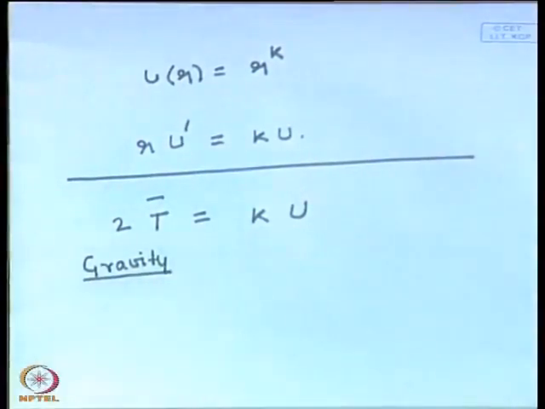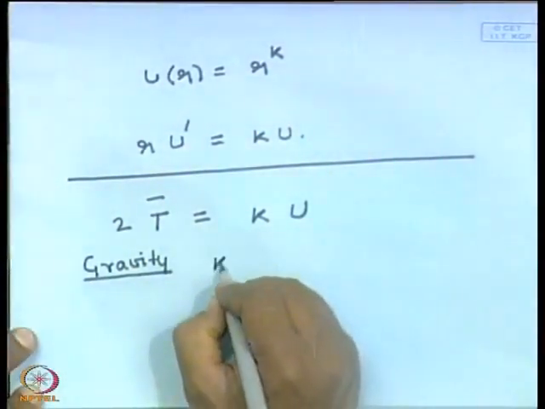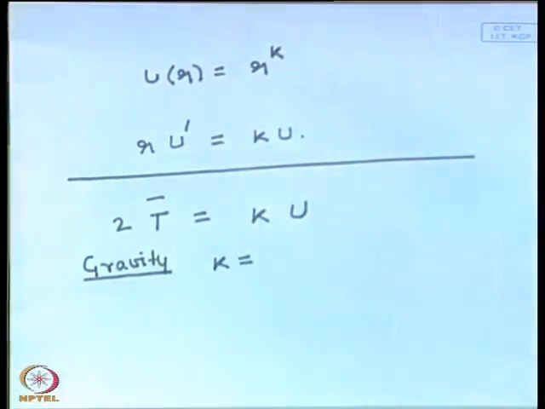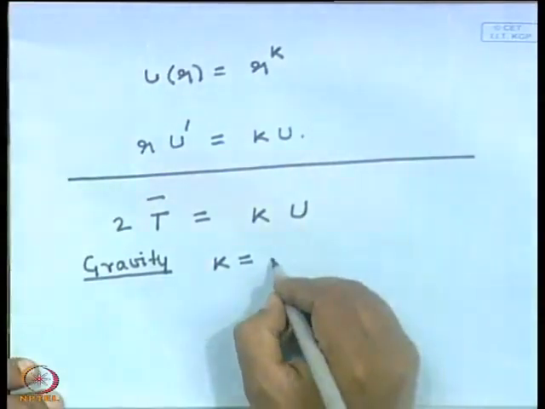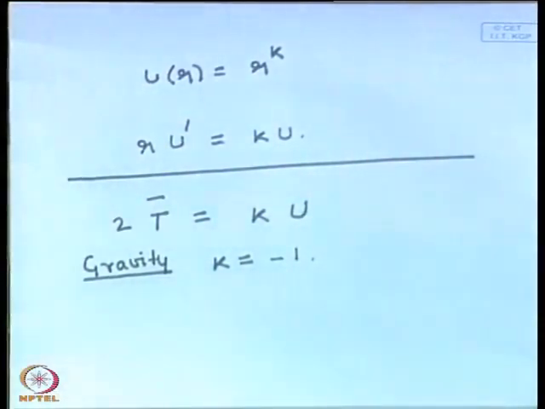Now, we know for gravity k is equal to, what is the value of k for gravity? The potential goes as minus 1 by r. So, k has a value minus 1, right. So, what we see is that for a system which is gravitationally bound, it is bounded, right. So, it is a gravitationally bound system, okay.